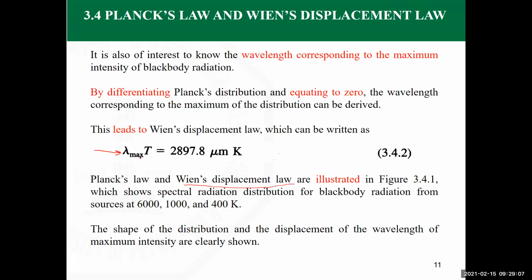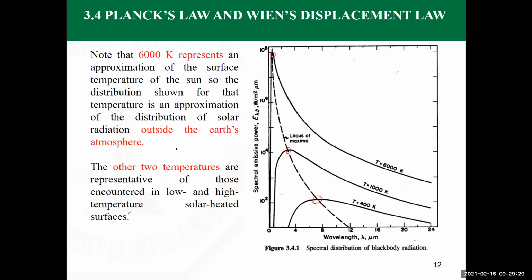It says that for a certain temperature, you can get lambda maximum based on this equation, or for a certain lambda maximum, you can get the temperature at which this value is maximum. So this is one way that you can make use of Wien's displacement law. And the shape of the distribution is what you see here in this line.